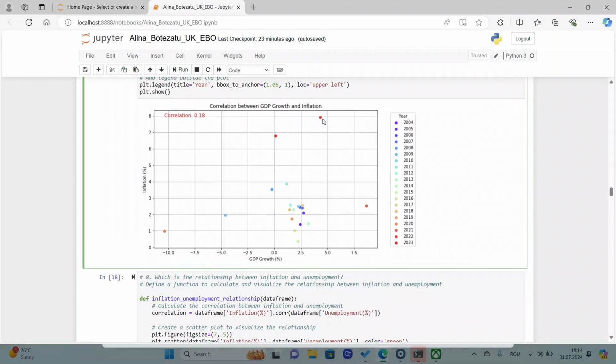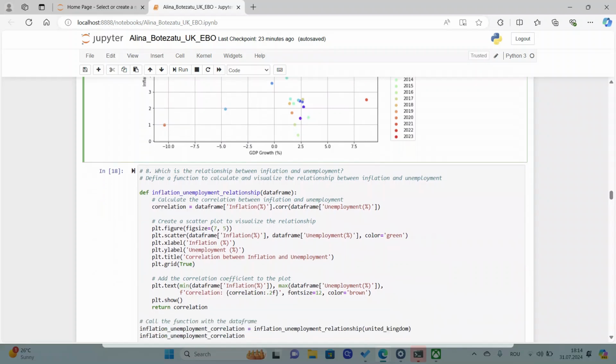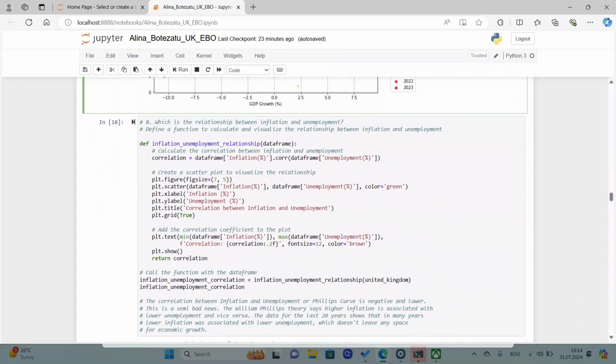And here it shows when they have been influenced more. So basically, in the last year, this dot haven't been influenced too much. Next is the relationship between inflation and unemployment.